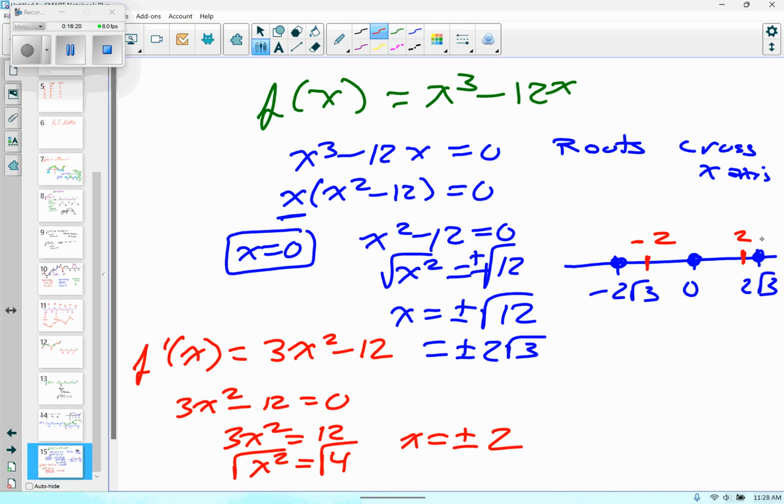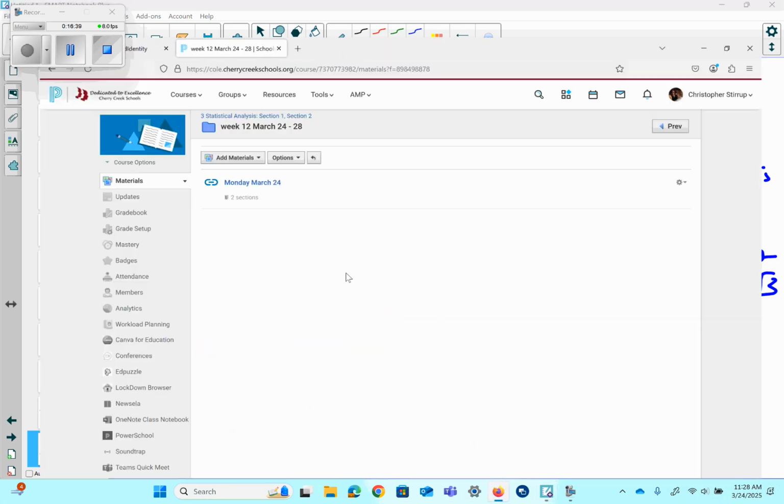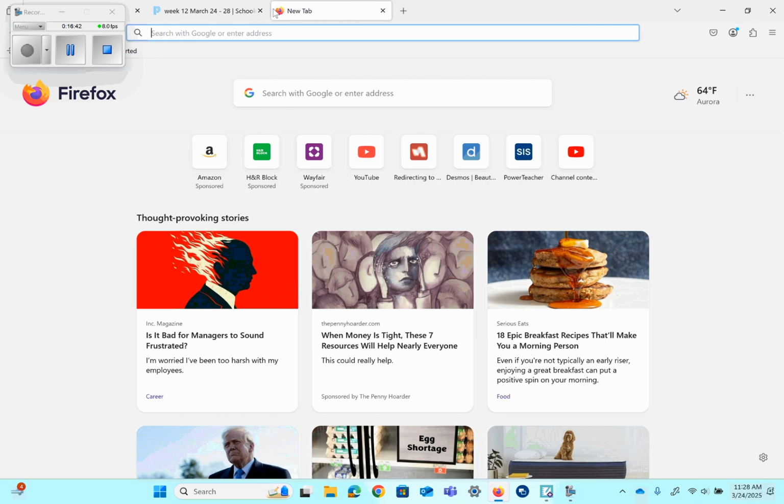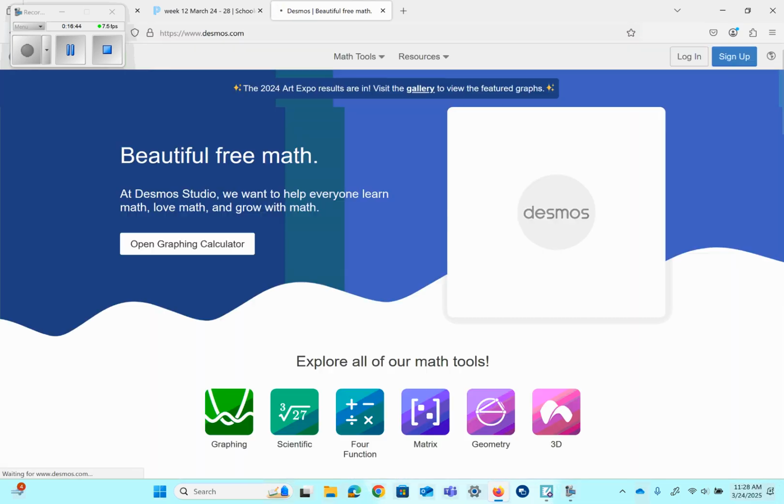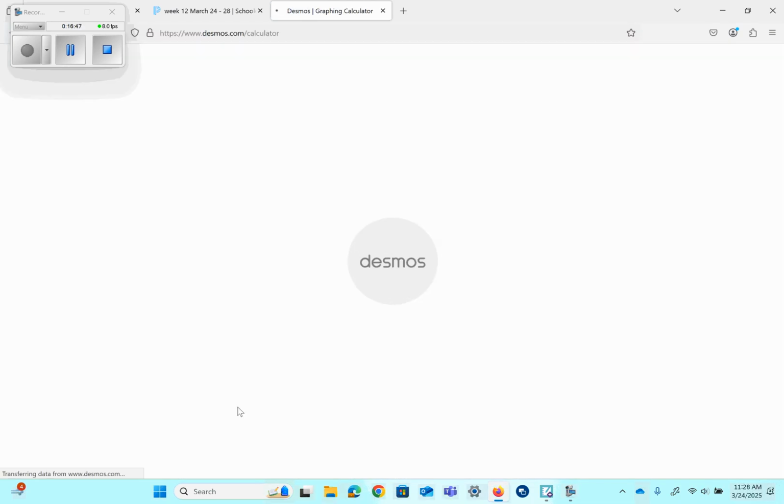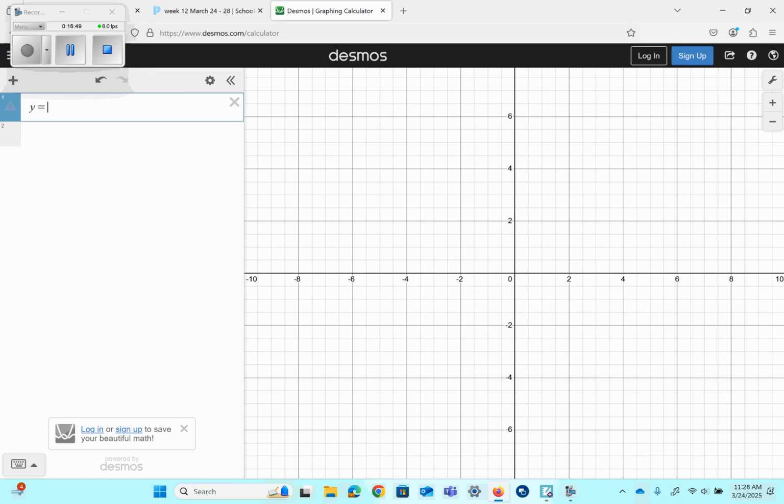So what is our graph doing? Where would the maxes and mins take place? You could do a couple of things on here. Obviously, Desmos is available for you, so you could take a look at it. And we might as well utilize Desmos while we have it until they start making us pay for it. Go Desmos. Graphing, and let's graph our original. So we have y equals x to the third minus 12x.